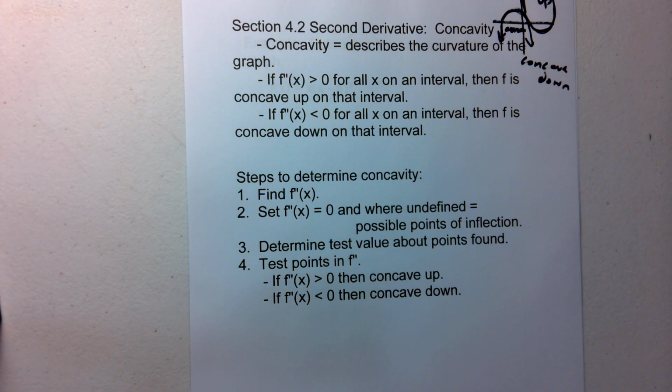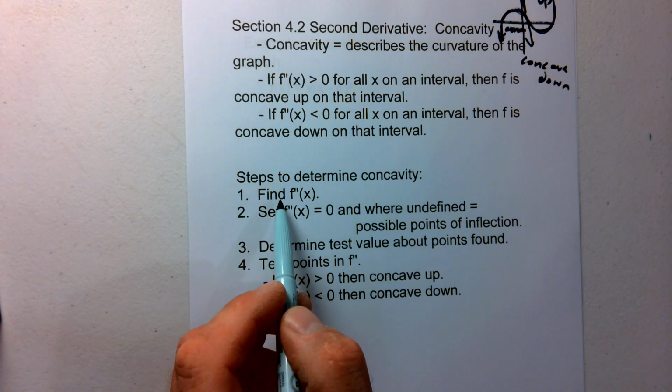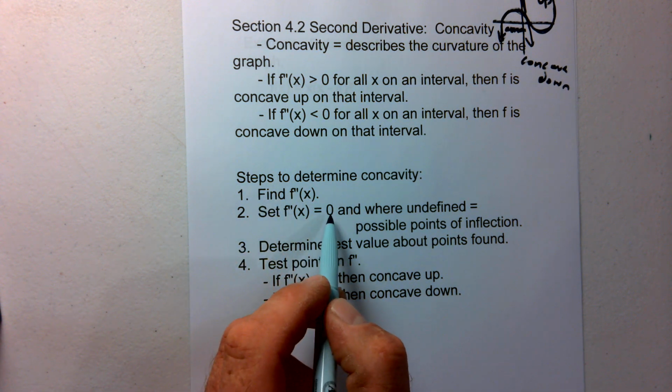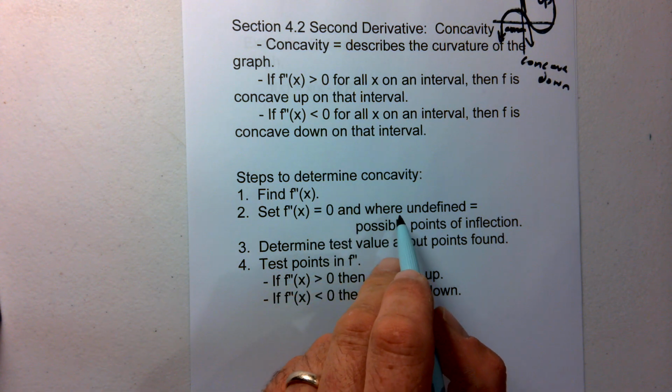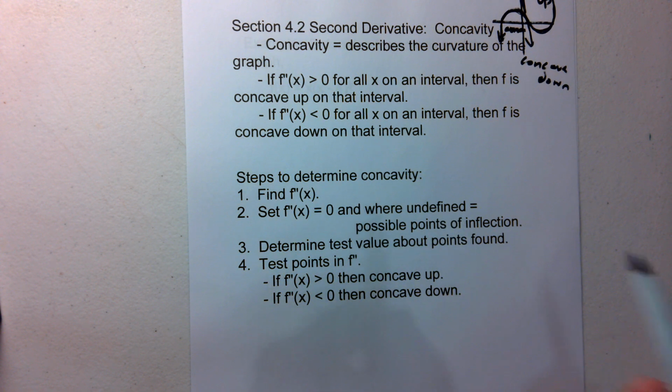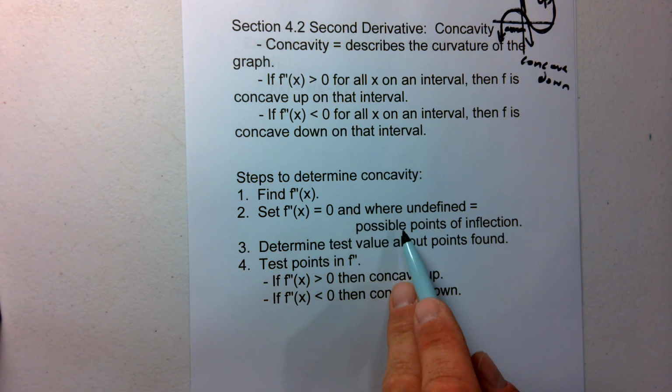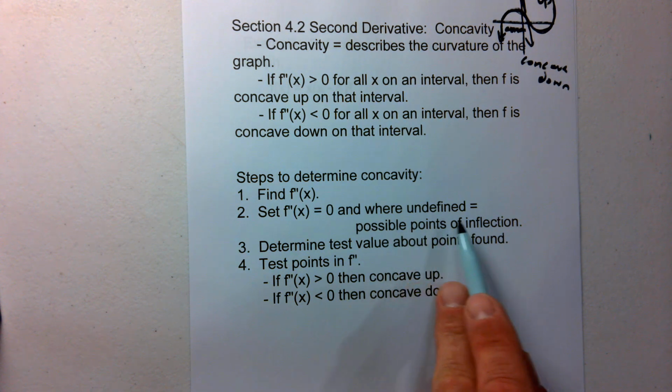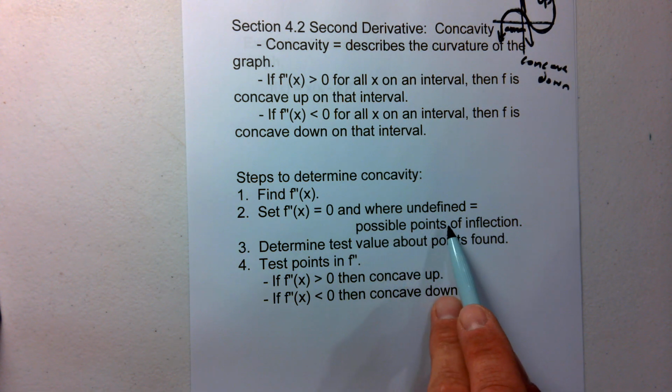So how do we find concavity, and what are the steps? Well, the first thing we're going to do is find our second derivative. We're going to set that equal to 0 and find where it's undefined. Remember, we talked about undefined being where our denominator is equal to 0, and our numerator is equal to 0 when our second derivative is equal to 0. These are possible points of inflection. Again, we'll talk about those later. Those are possible points of inflection where we change in our concavity.